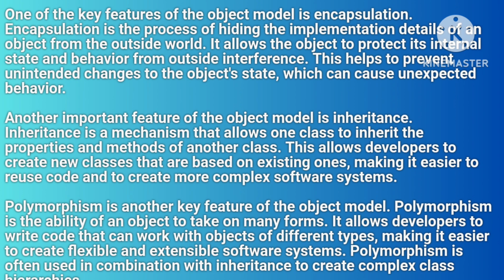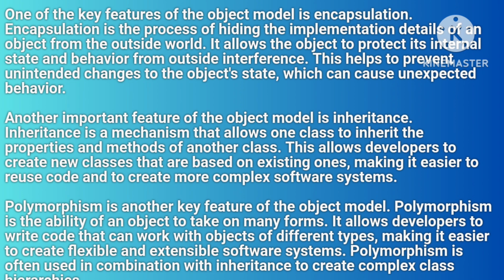Another important feature of the object model is inheritance. Inheritance is a mechanism that allows one class to inherit the properties and methods of another class. This allows developers to create new classes that are based on existing ones, making it easier to reuse code and to create more complex software systems.